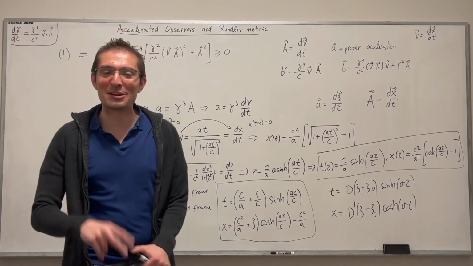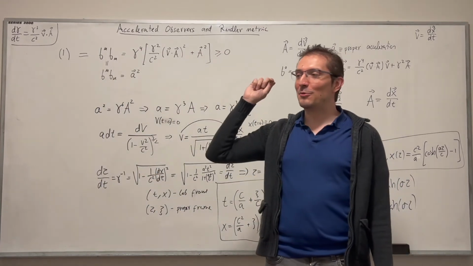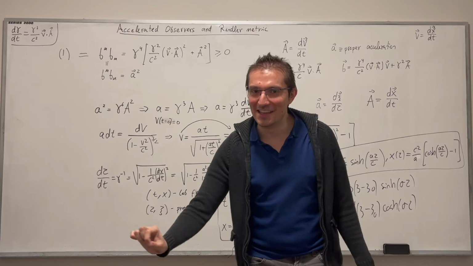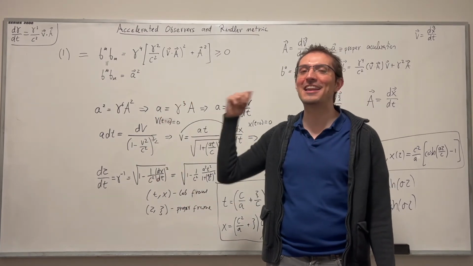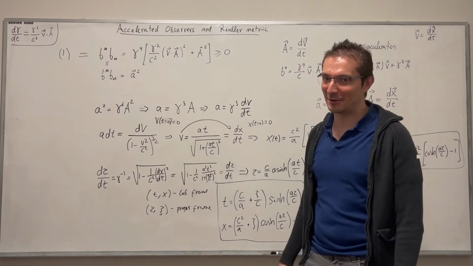And for that, we're going to do two things. We're going to first do a calculation, then we're going to do a little game, and then we're going to analyze the speed of light as seen by the proper frame of this constantly accelerated observer.